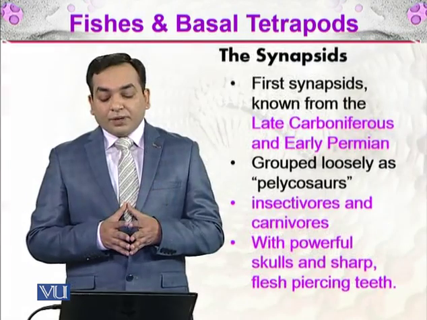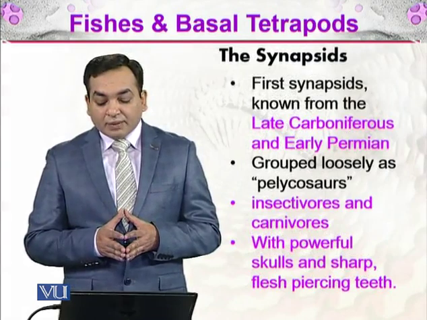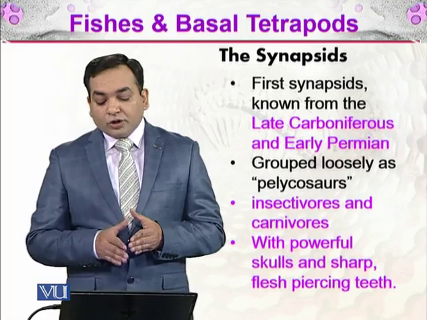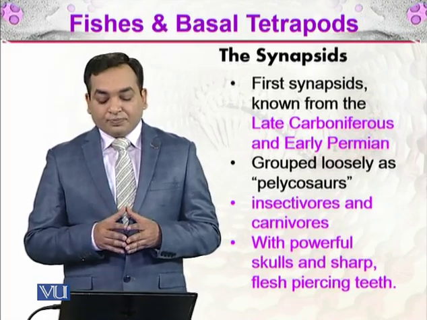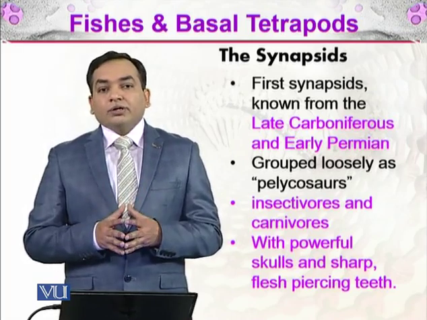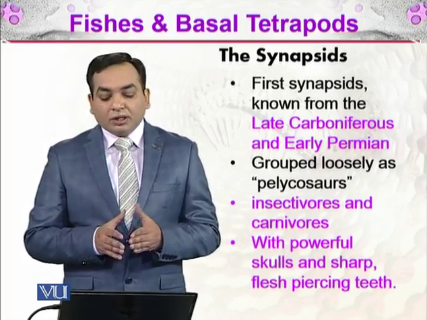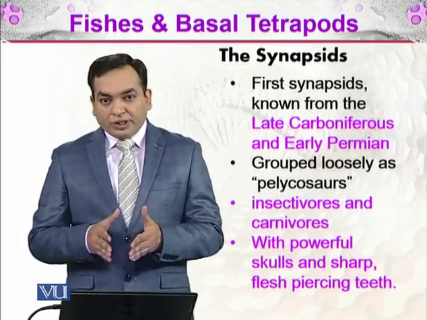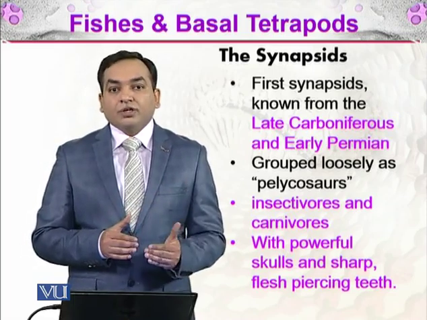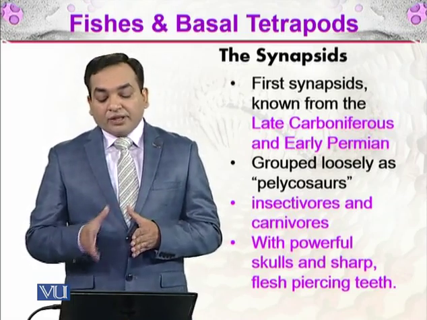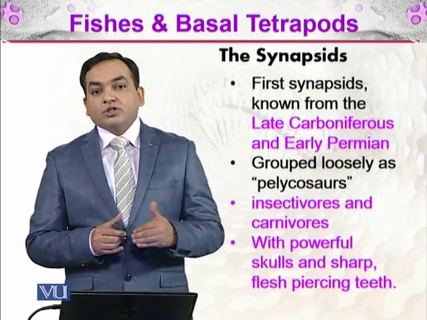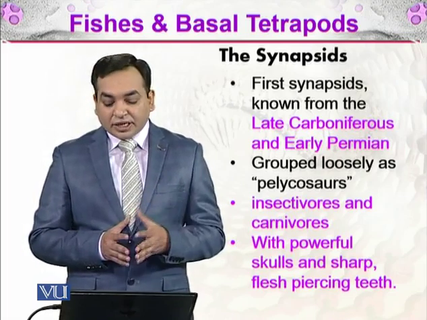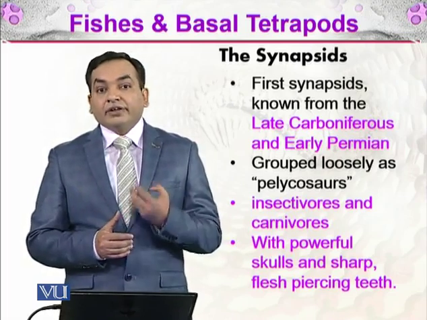The second group are the synapsids. The first synapsids are known from the late Carboniferous and the early Permian, and the group is loosely known as Pelycosaurs. These reptiles are considered the ancestors of the modern-day mammals. They were insectivores and carnivores. Insectivores means they were eating mainly insects, and carnivores means they were eating flesh.